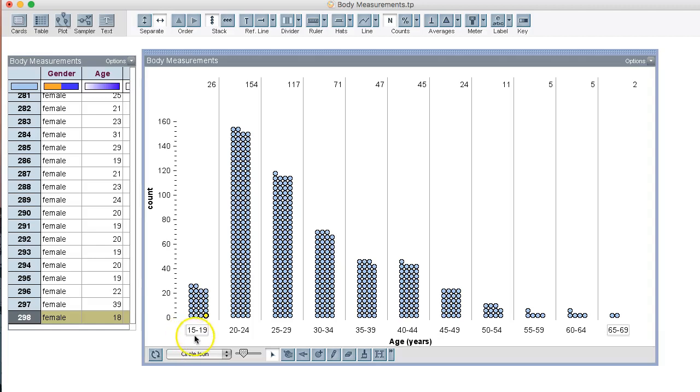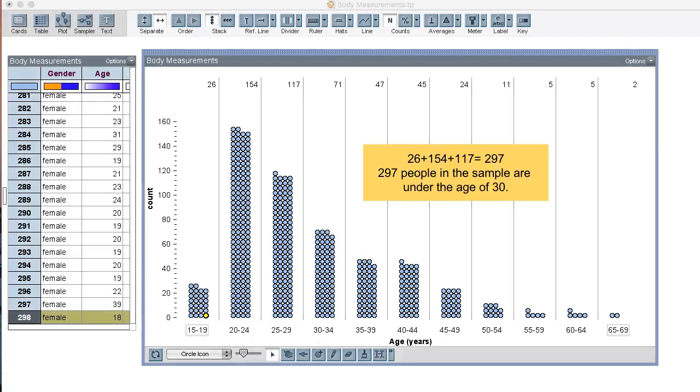And if I look at the different bins, I know I just need to count up how many people are in these first 3 bins. I need to add 26, 154, and 117. Adding the people in the first 3 bins, I get 297. So there are 297 people in the sample that are under the age of 30.